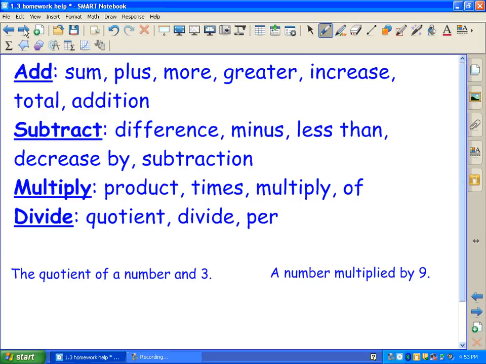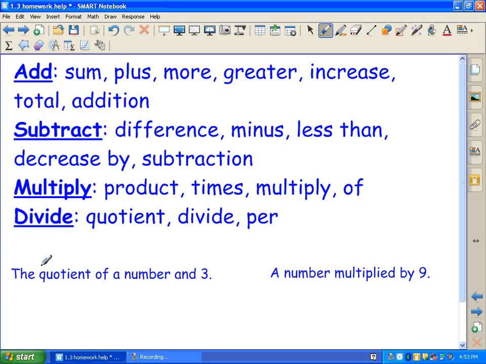If I see the words difference or minus, less than, decrease by, any form of the word subtraction, I know I need to subtract. If I see the words product, times, multiplier of, I'll be multiplying in that problem. And quotient, divide, or the word per tell me that I am going to be dividing in that problem. So all I have to do is pick out the key word and then set up my expression.